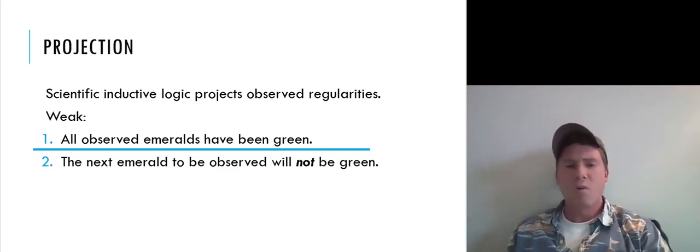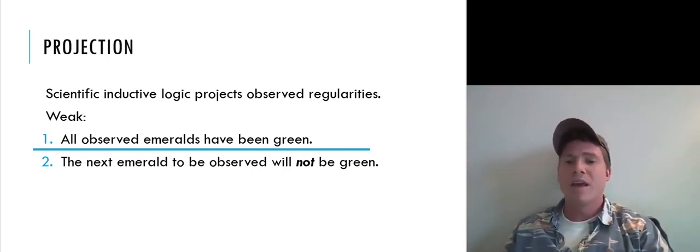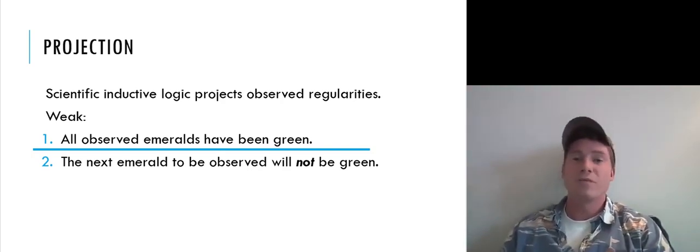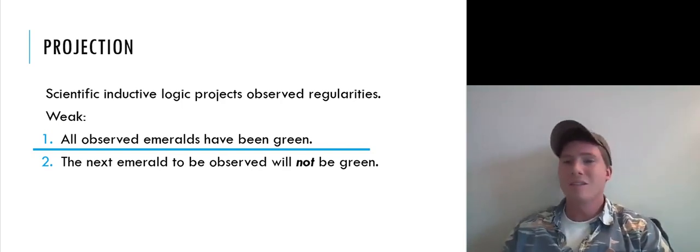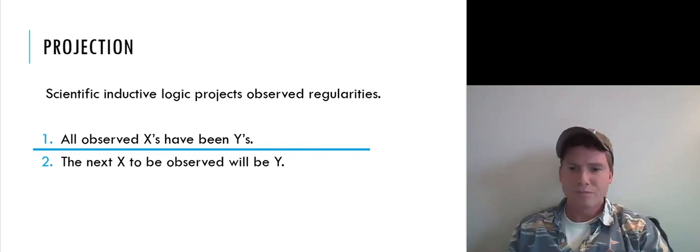Here's an example of an inductively weak argument. All observed emeralds have been green. The next emerald to be observed will not be green. This is intuitively a weak inductive argument, and it does not do this sort of projection. We've observed that all the emeralds we've observed have been green, and we're projecting that the unobserved cases will be different than the observed cases. Intuitively, that's not what we want to do in scientific inductive logic.